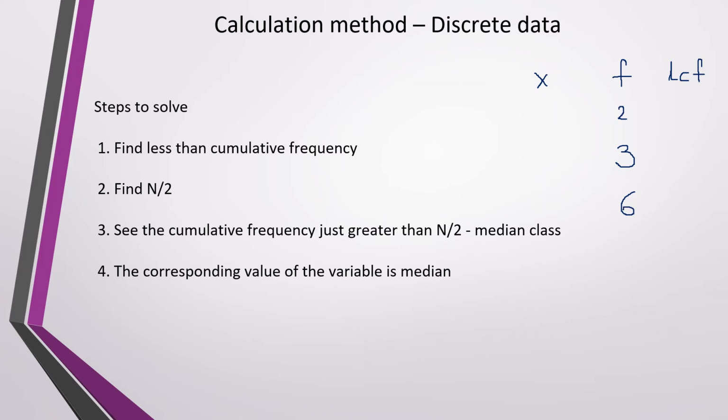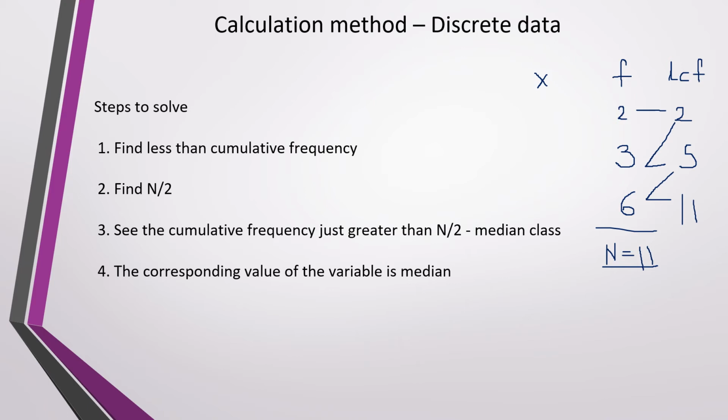So here your less than cumulative frequency will be 2. The second one will be 2 plus 3, which will give you 5. The next value will be 5 plus 6, which is 11. And the value of n is the addition of all the frequencies. The value of n is 11. This is just an example we have seen.